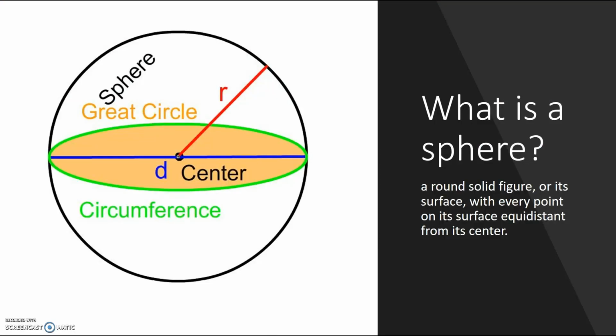It is a round figure, and every point on the surface of this is going to be the same distance to the center, so that would be your radius. So from the center, or from the edge of your circle to the center is going to be your radius. From one side of the circle all the way to the other side of the circle is going to be your diameter.